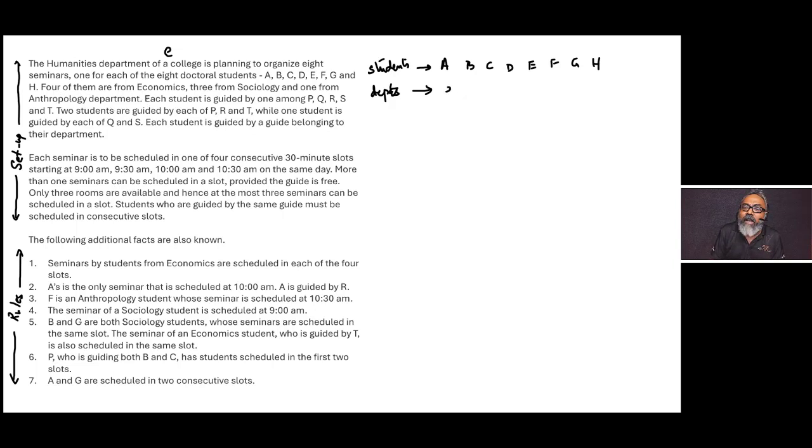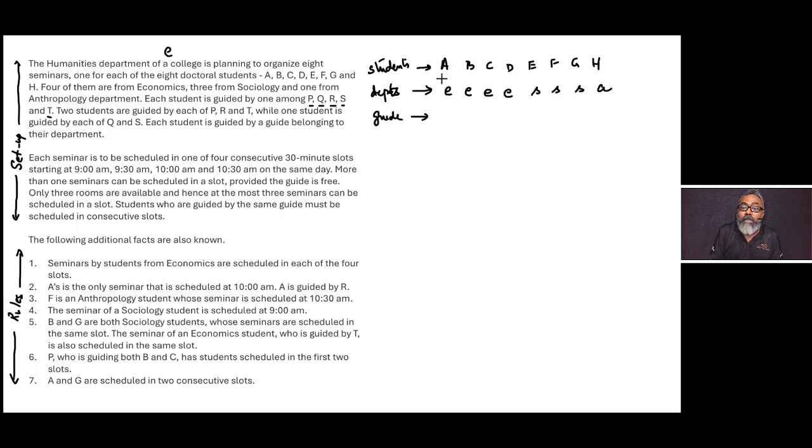Let's just write, I need to place 4 e's somewhere into my board. There are 3 from sociology, so I have to place 3 s's, and 1 from the anthropology department. This is obviously not necessarily in this particular order, but at least we've got the second set of pieces in. The third says each student is guided by P, Q, R, S and T. Now there are 5 more pieces. These are the guides.